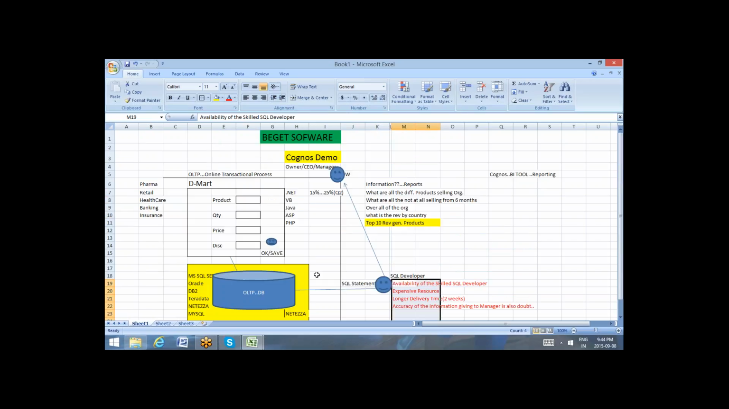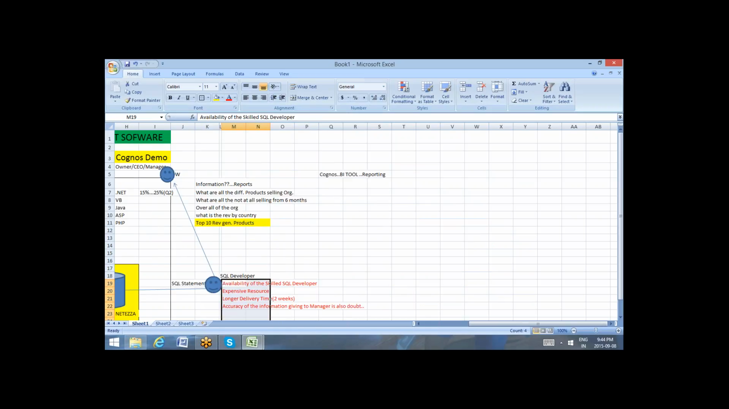To address all these challenges, some companies came up with some tools. Those tools we call reporting tools, or BI tools. A lot of companies came up with different tools. What are the different tools available in the market to address all the challenges faced by my business user? Cognos is one of the reporting tools available in the market.